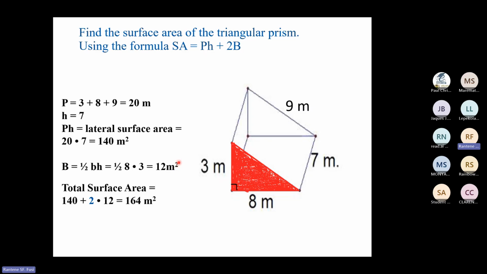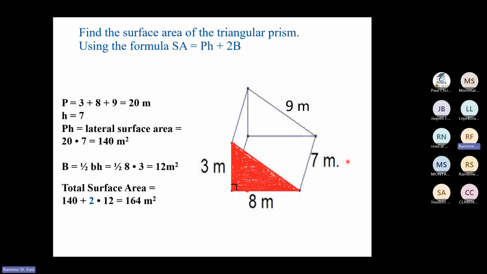Okay, you can see now we have the P, which is the perimeter, we've got the height, and we've got the area of the base, so now we can use this formula. The total surface area would be 140, which is this part, plus 2 times, this 2 is the one that I've just indicated here, multiplied by 12. It would give you 164 meters squared. You can see that this is now the total surface area.